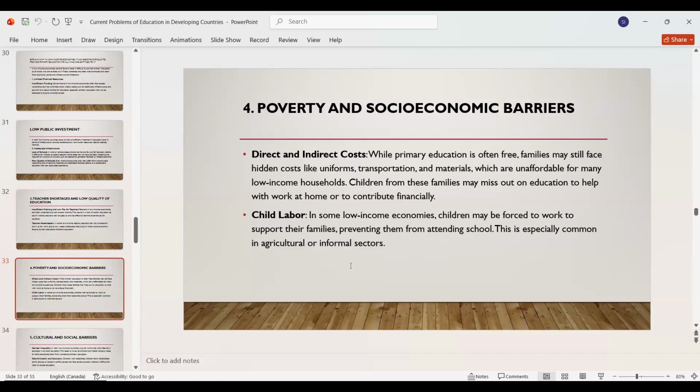Poverty and socio-economic barriers. Direct and indirect cost. While primary education is often free, families may still face hidden costs like uniform, transportation, and materials, which are unaffordable for many low-income households. So children from these families may miss out on education to help with work at home or to contribute financially. Child labor was there because of that.